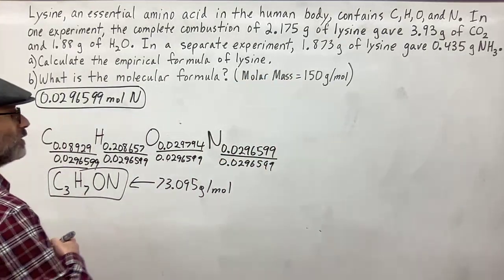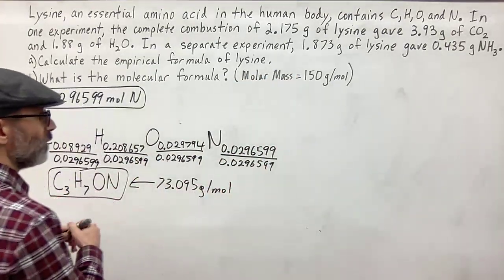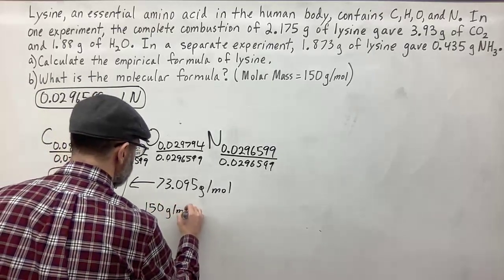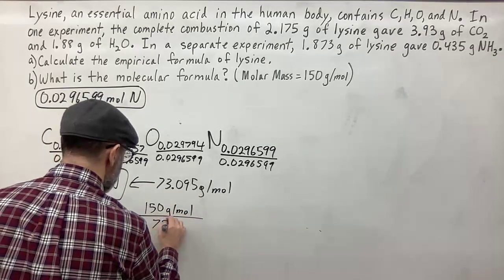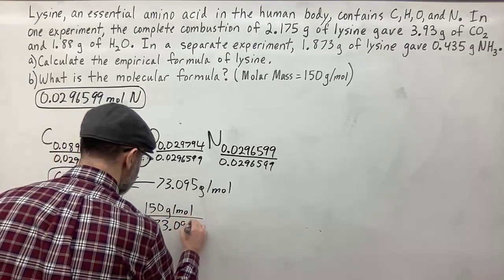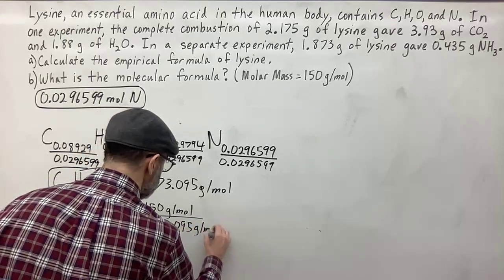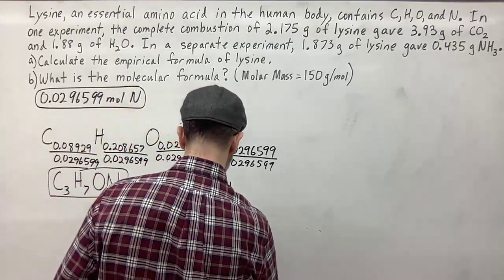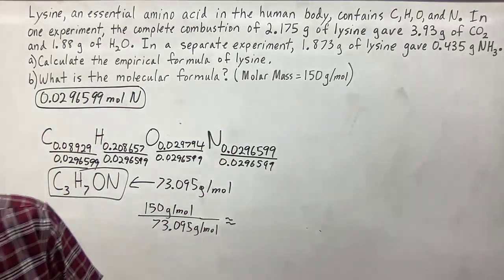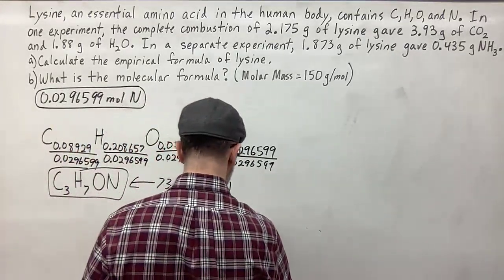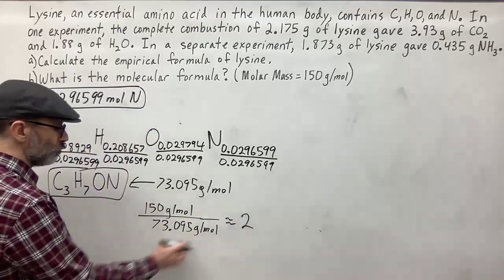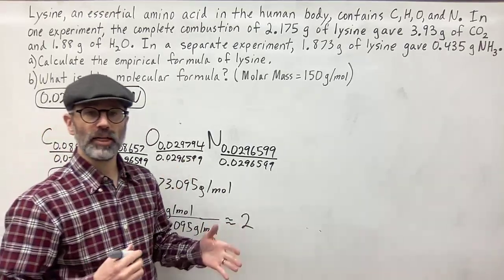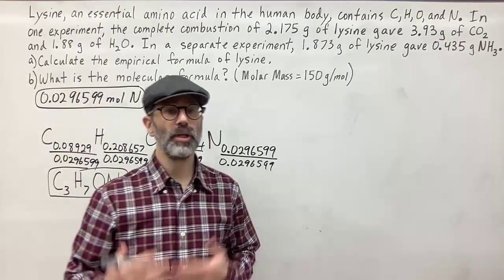So now all we need to do is take this number and divide it into this number, which is the molar mass of the molecular formula. So we take 150 grams per mole, divide that by 73.095 grams per mole. And when you divide these, you get approximately 2, or maybe exactly 2. So you get 2 as a factor. So this is really close to 2. So 2 is the factor by which your molecular formula and your empirical formula differ.